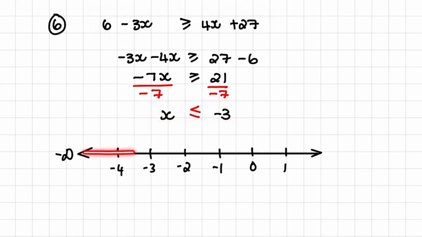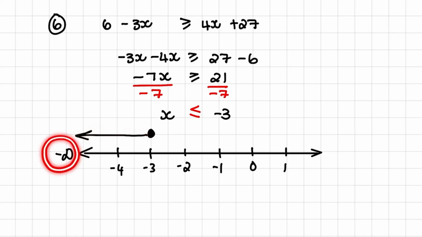So let us consider a number line. On the number line, we locate negative 3. Because x can be equal to negative 3, we show it with a closed circle. But x now is smaller than negative 3. So that includes values to the left of negative 3, like negative 4, negative 5, or any fraction or decimal which you can think of that is smaller than negative 3, all the way up to negative infinity.